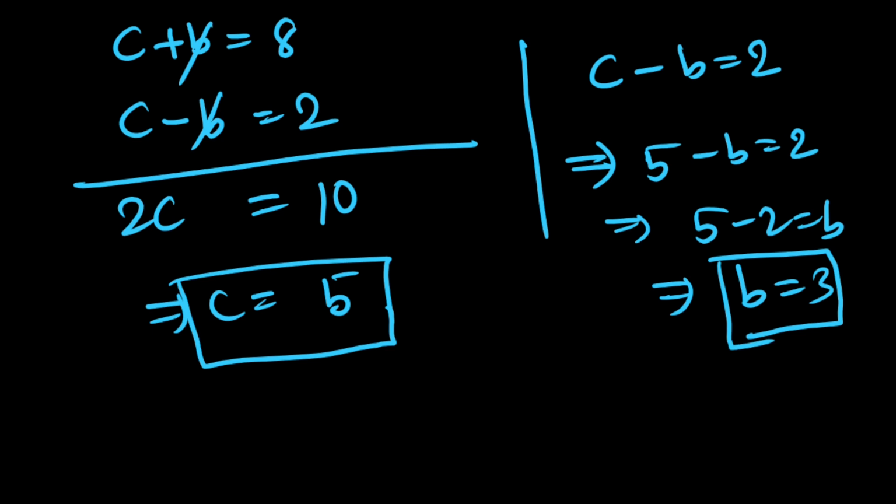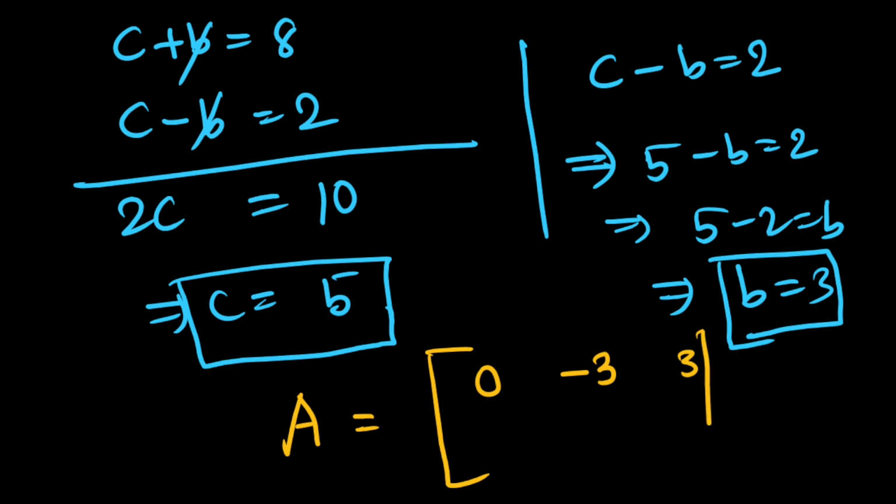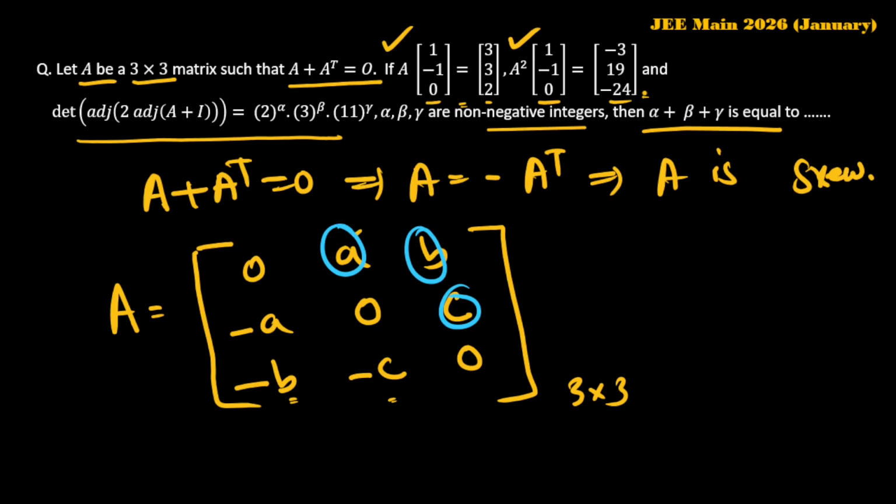So we can write our matrix A is equal to 0 minus 3 3, 3 0 5, minus 3 minus 5 0. So we got our matrix A. If we see the question, this expression is equal to this expression, so we need A plus identity. So now we find the value of A plus I.